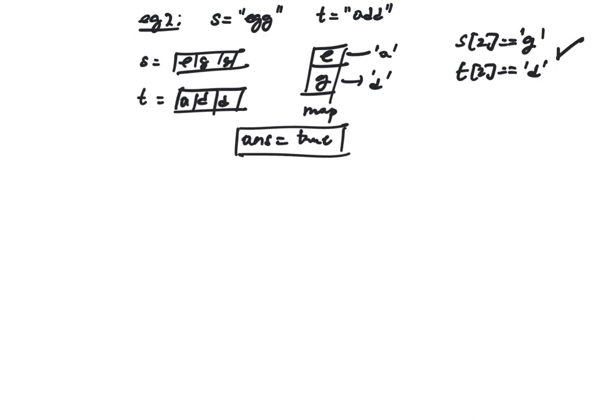Let's take a third example. Example 3: S is equal to PAPER and T is equal to TITLE.